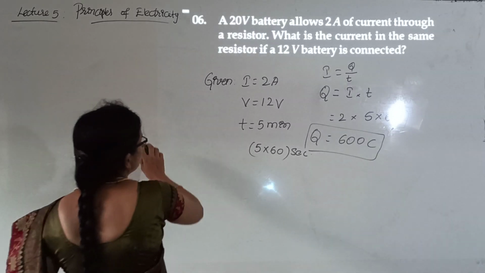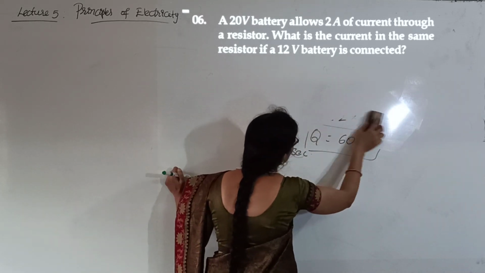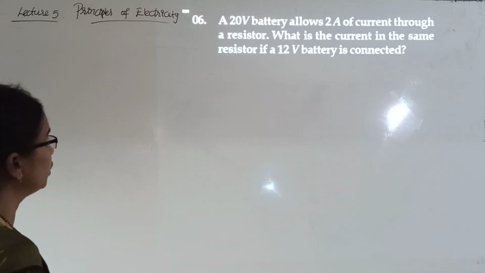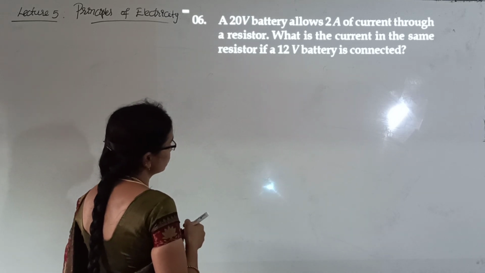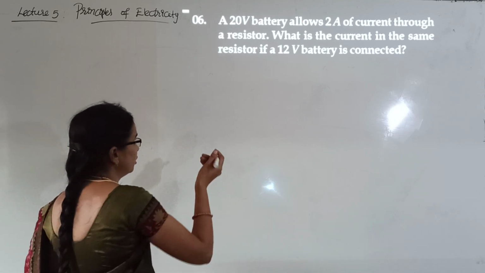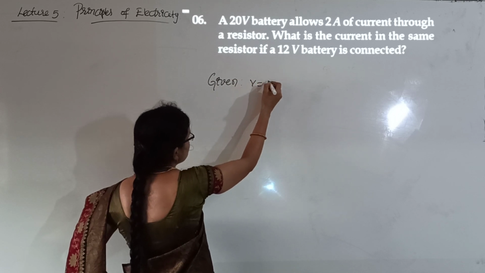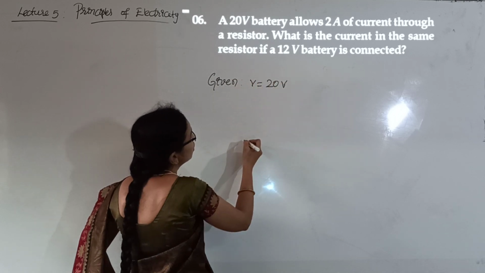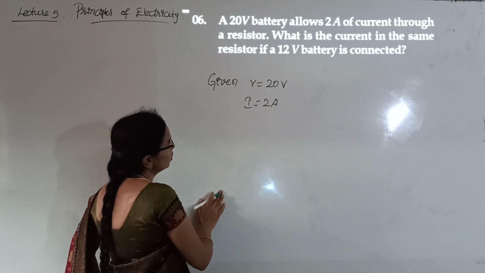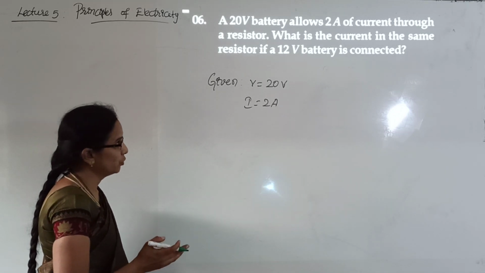Next problem. A 20 volt battery allows 2 amperes of current through the resistor. What is the current in the same resistor if a 12 volt battery is connected? That means they have given potential difference is 20 volt and current is 2 amperes. Now, they ask one more question: what is the current in the same resistor if a 12 volt battery is connected?